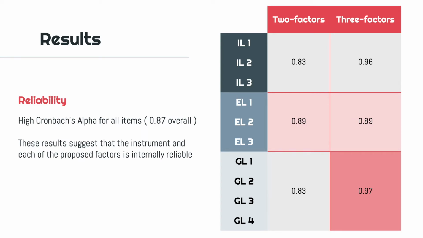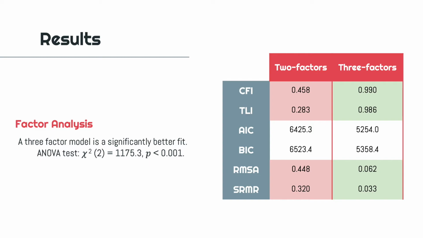First, all questionnaire items are internally consistent, with a Cronbach's alpha of 0.87. However, factors in the three-factor model were more reliable. When grouping intrinsic and germane load, our results show a decrease in the factors' reliability. Second, when analyzing the model fit parameters, all parameters in the three-factor model can be considered good, as you can see in green, with the opposite happening in the two-factor model.